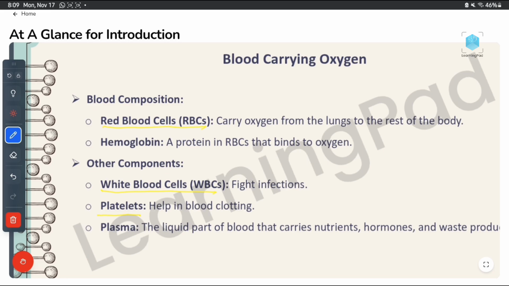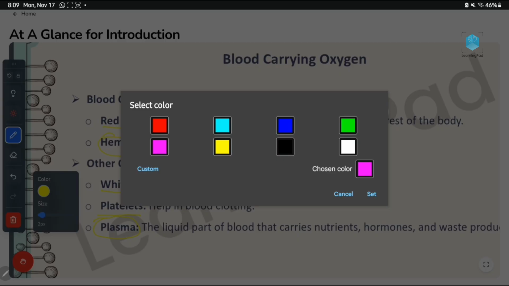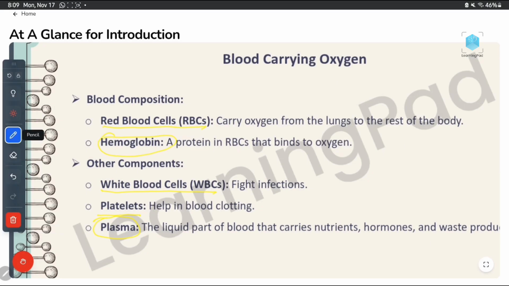Apart from that, blood consists of a pigment called hemoglobin. It also has a liquid part called plasma. Blood has two parts, a liquid part and a solid part. The solid part consists of RBC, WBC, and platelets.